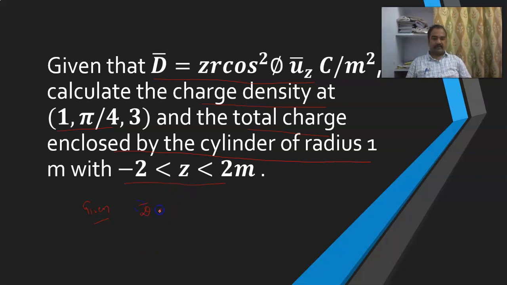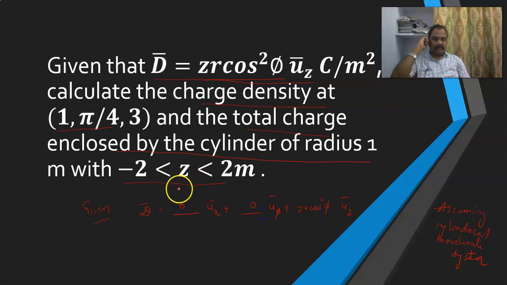Normally D is a vector. First of all, the first assumption is the type of coordinate system. Now it is a cylinder, right? So I'll assume the cylindrical coordinate system. This D bar is a vector, so it must have 3 components. In this problem only the Z component has been given, Z r cos square phi, and the remaining components are 0.